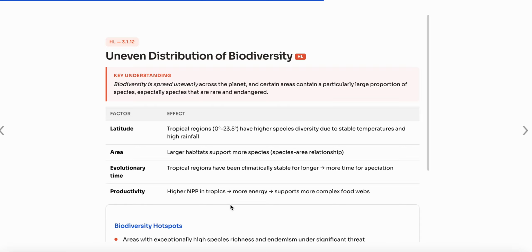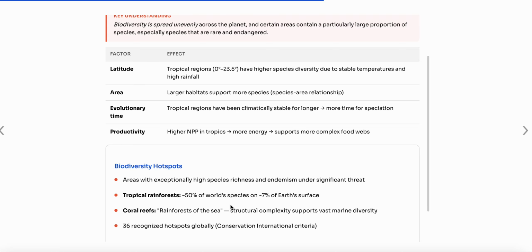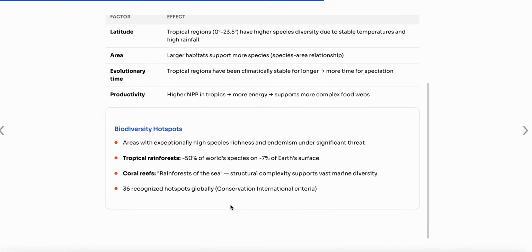Larger habitats support more species, and we generally call these hotspots. Hotspots are areas which are higher in species richness and endemism. Examples are tropical rainforests and coral reefs, which have higher biodiversity.